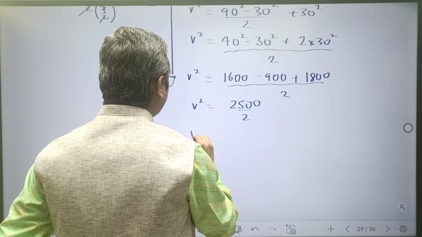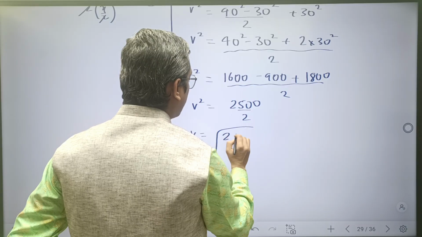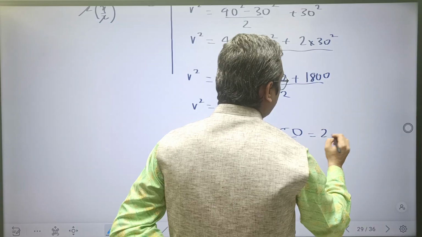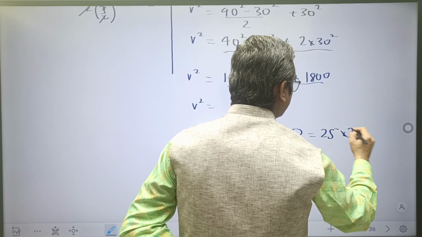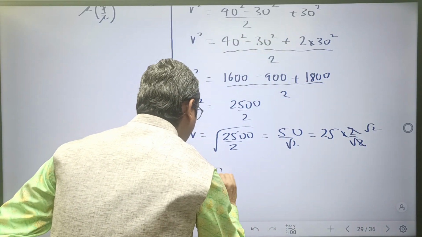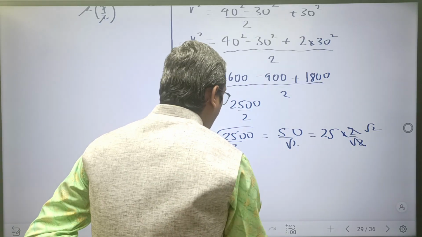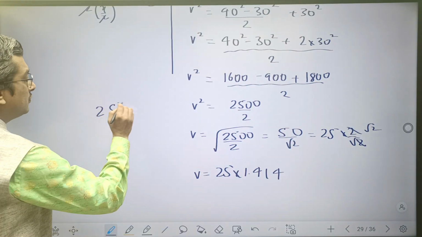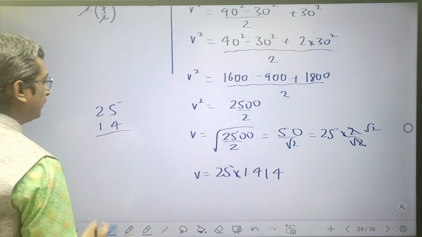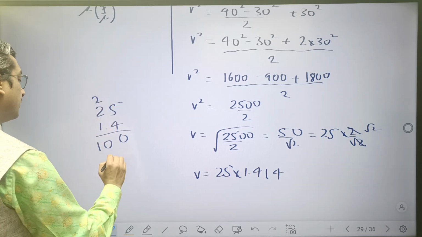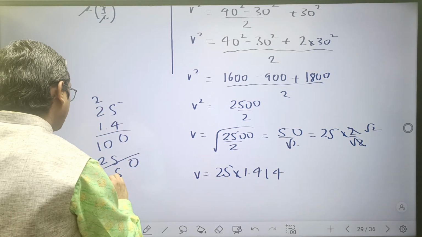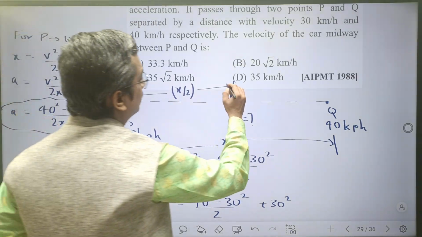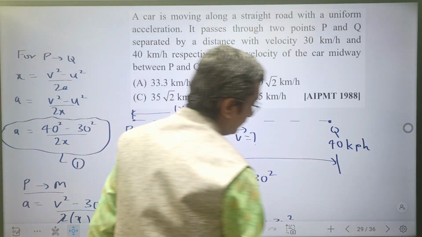So v is given by root over 2500 divided by 2. So this is 50 by root 2, or you can write 25 into 2 over root 2. So this will be 25 root 2, 25 into root 2, and this is 1.414. Now if you solve this, 25 into 1.4, I am taking the approximate value, so this is approximately 35 meter per second. So this is 35 kilometer per hour. Option D is the correct answer, isn't it?